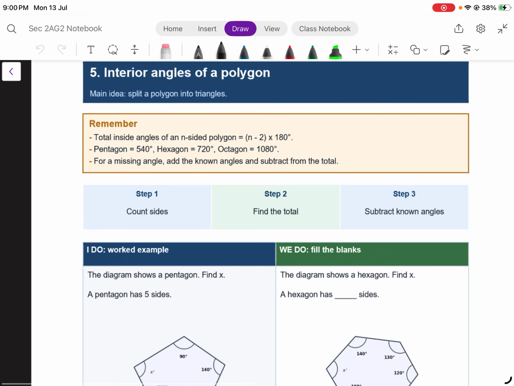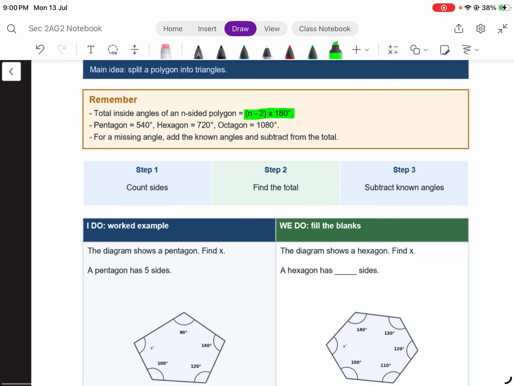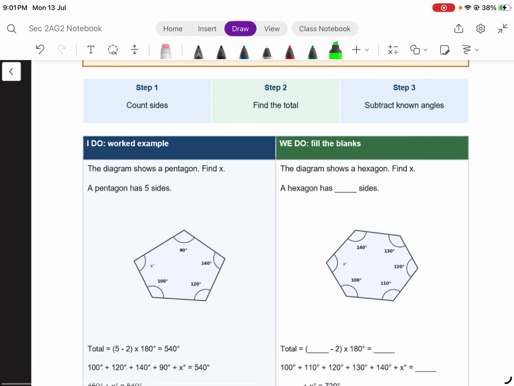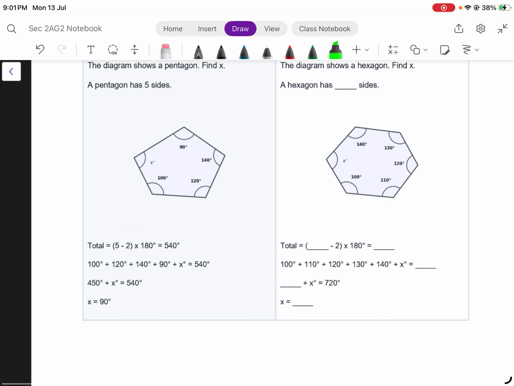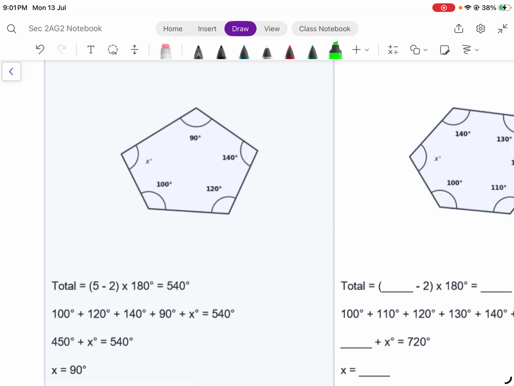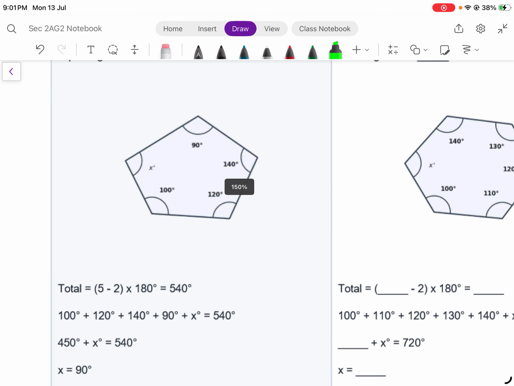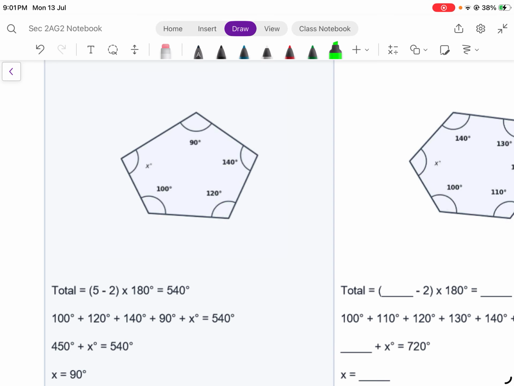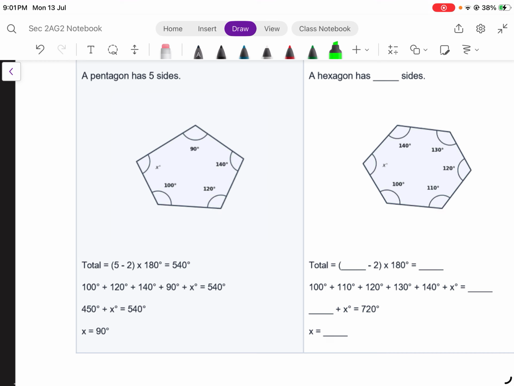From here, the total in sides. Now you need to know this formula: n minus 2 times 180 degrees. So pentagon is 540, then hexagon, octagon, which are 5-sided, 6-sided, 8-sided. For a missing angle, add the unknown angles and subtract from the total. If you are given a polygon like this, the questions usually ask you to find the hidden or unknown angle.